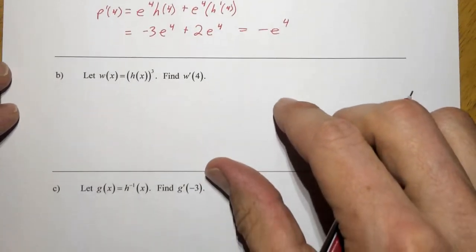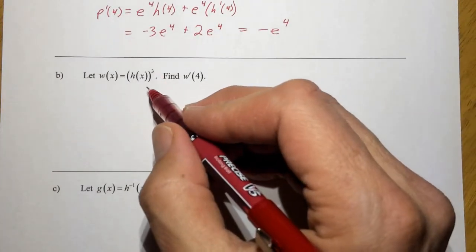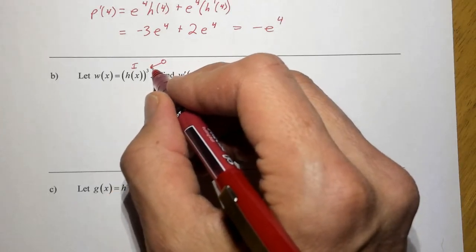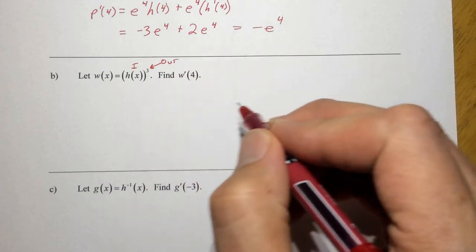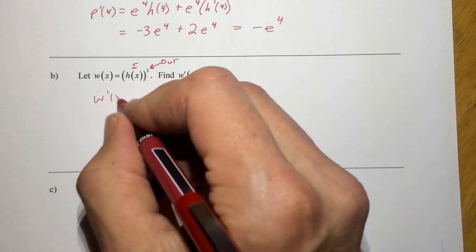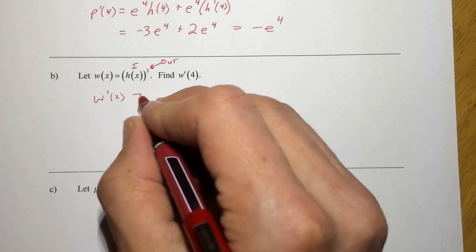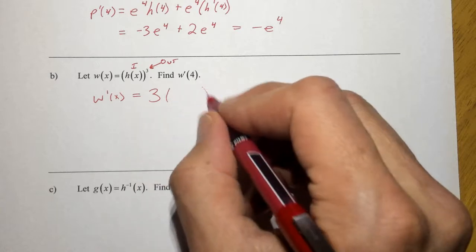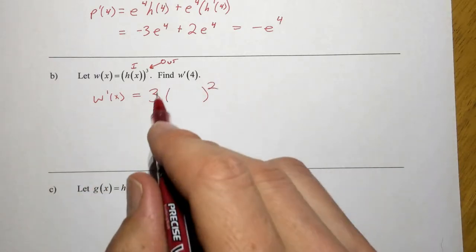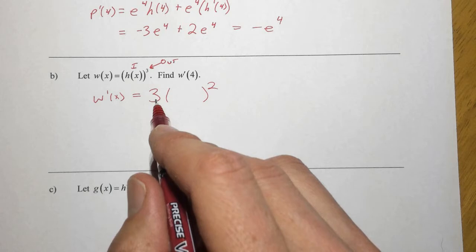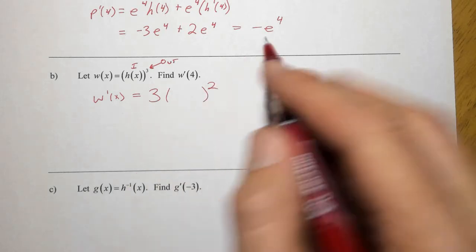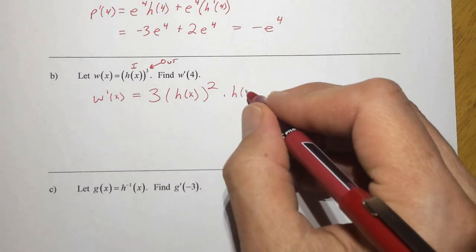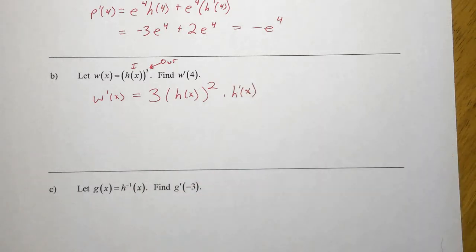Okay, part B. W of x is equal to h of x cubed. So h is an inner function, and it is being cubed. So that's our outer function. Okay, so chain rule, w prime of x. Again, write down what it is you're doing. You're taking the derivative of w. Derive the outer. Right, so there's our derivative of the outer. Coefficient is the old exponent. The new exponent is 1 less than the old exponent. With respect to the inner, times the derivative of the inner. So h prime of x.